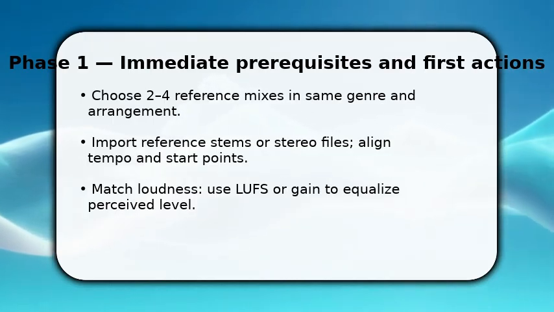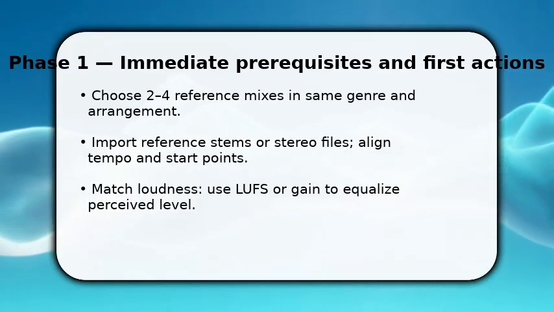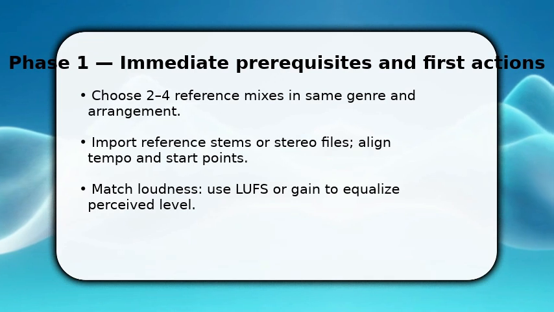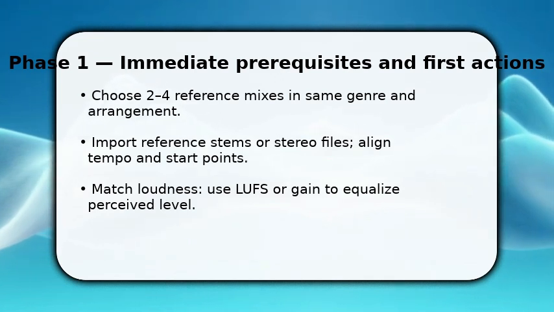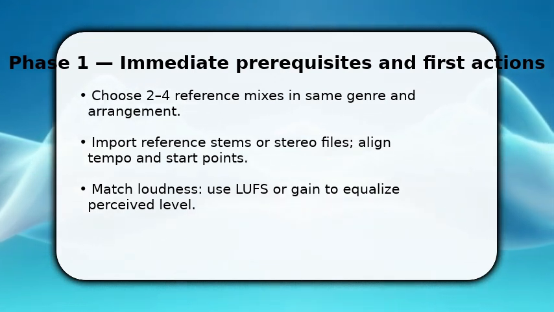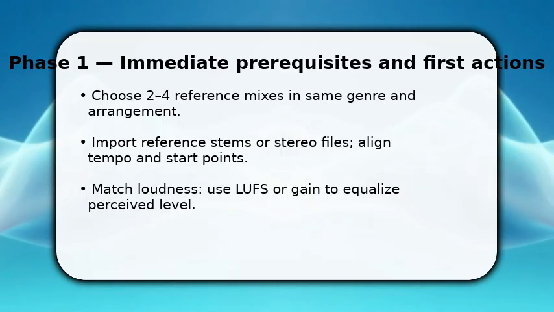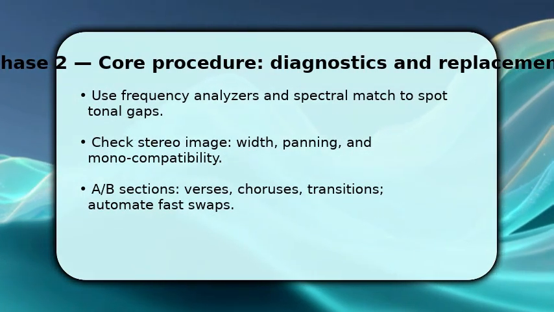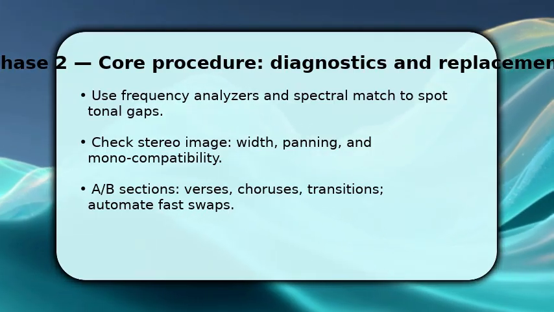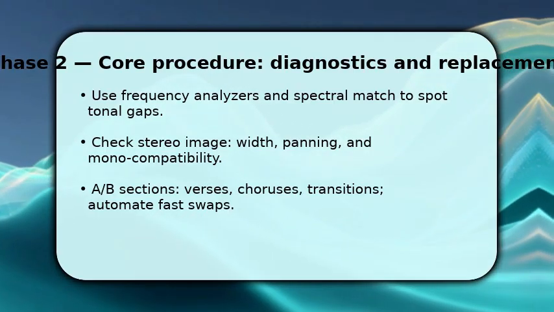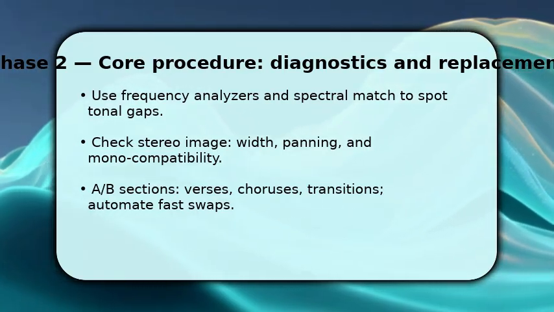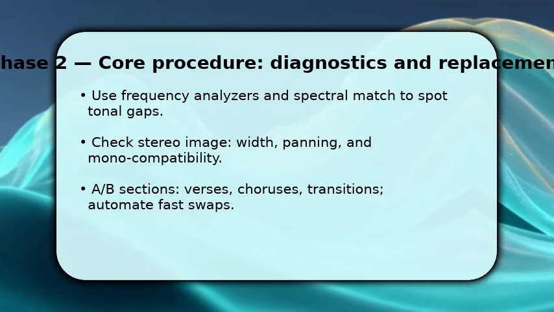Keep meters displayed. Also set up a reliable monitoring chain, same volume, same path, to ensure comparisons reflect mix decisions, not playback variables. You now compare tonal balance and dynamics section by section, load a spectral analyzer, and look for 100-300 Hz buildup or missing presence around 2.5 kHz. Apply corrective EQ, then test a spectral match or reference EQ curve to guide choices, not to copy blindly.